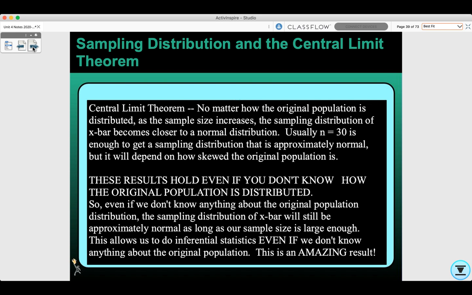These results hold even if you don't know how the original population is distributed. So even if we don't know anything about the original population distribution, the sampling distribution of x bar will still be approximately normal as long as our sample size is large enough. This allows us to do inferential statistics even if we don't know anything about the original population. And this is an amazing result.